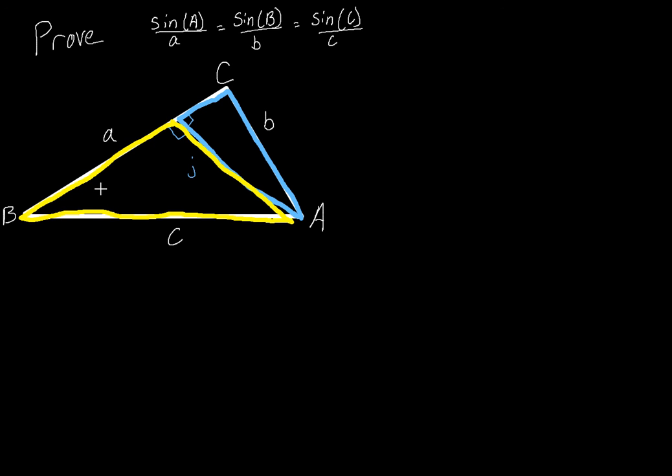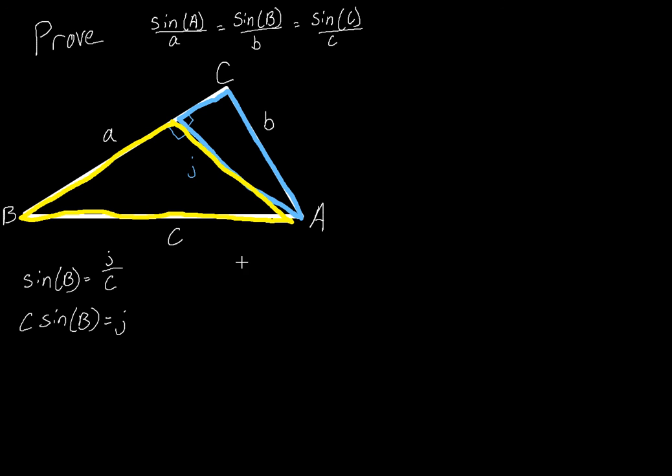Using my trig functions, I can look here and I can say, well, I know that the sine of big B is equal to the opposite side. Well, the opposite side is J over the hypotenuse. The hypotenuse is opposite the right angle, so C. So sine of big B is equal to opposite over hypotenuse. A little bit of rearranging, we find out C sine of B is equal to J.